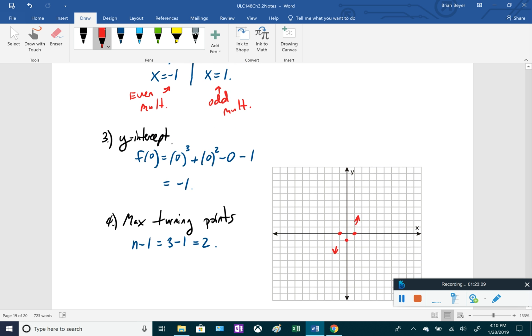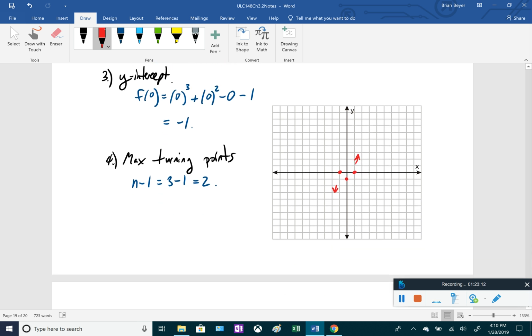x equals negative 1 was even multiplicity and x equals 1 was odd. So it has to touch at negative 1 and bounce back, go through the y-intercept, and then it's cutting through x equals positive 1. And that is our function f of x.